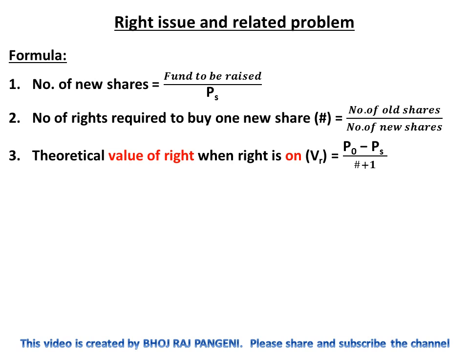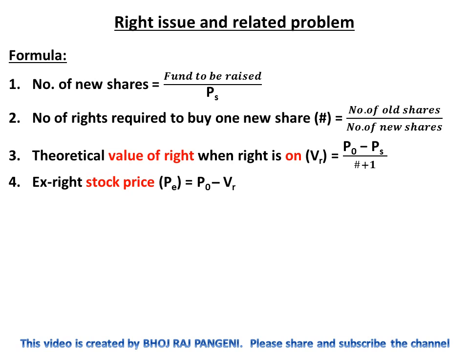Consider the red color word, the value of right. It's a value of right, not the value of stock. Be sure about that. And when right is on, that is, when right is going on, VR equals P0 minus PS upon N plus 1. P0 means current selling price of stock, minus subscription price, upon N plus 1.